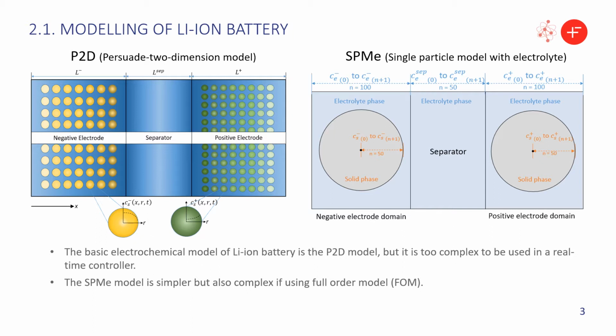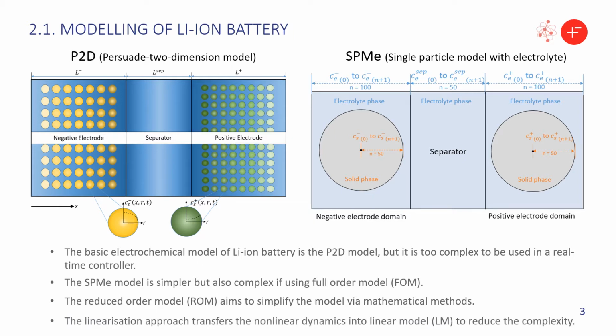In order to transfer the partial differential equations into ordinary differential equations, it will need hundreds of orders, which is called the full-order model. The full-order model is also too complex to be used in a real-time controller, so we need to reduce the order using mathematical methods to simplify the model. And then linearize the nonlinear dynamics to finally transfer the model into a linear model with less complexity.